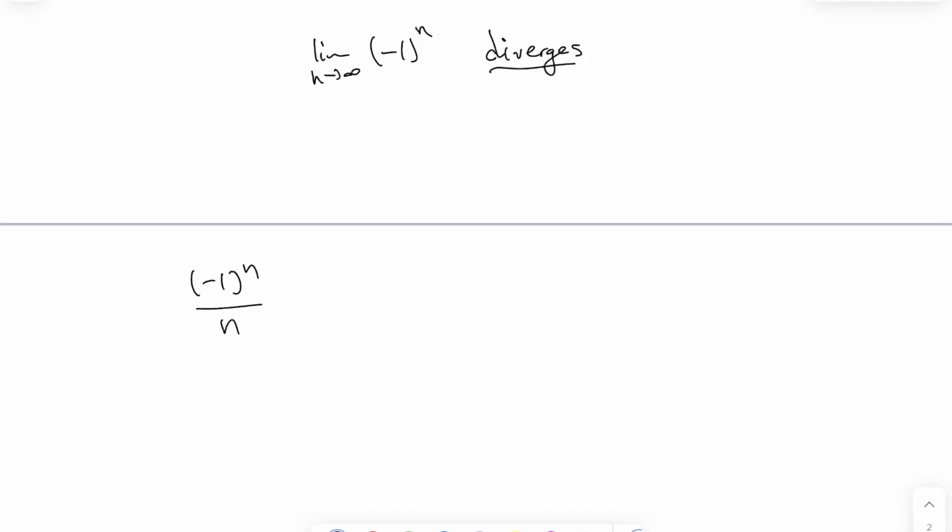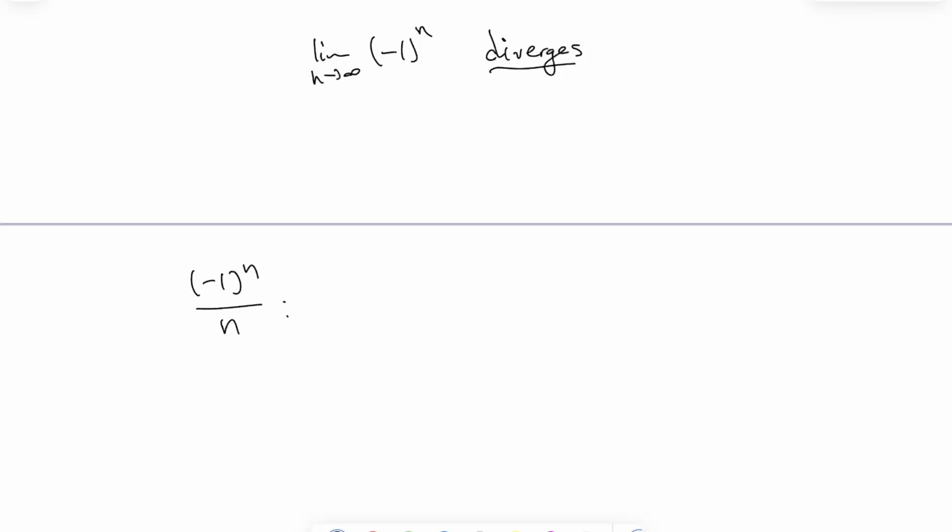How about -1 to the n over n, right? Does this one converge or not? It's true, the thing on top does not converge, but since you're dividing by n, who knows what can happen then. This one, I think maybe it would be helpful to also plot the terms.